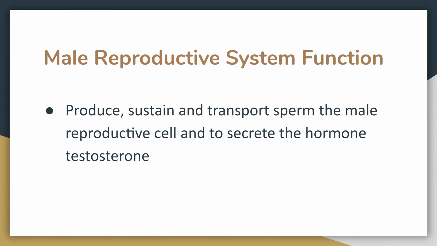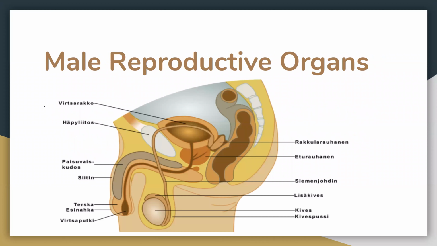So the function of the male reproductive system is to produce, sustain, and transport sperm, which is the male reproductive cell, and to secrete the hormone testosterone. So here are the organs of the male reproductive system. You have the testicles, you have the penis, you have the ureter, and you have the sac where the sperm is located.